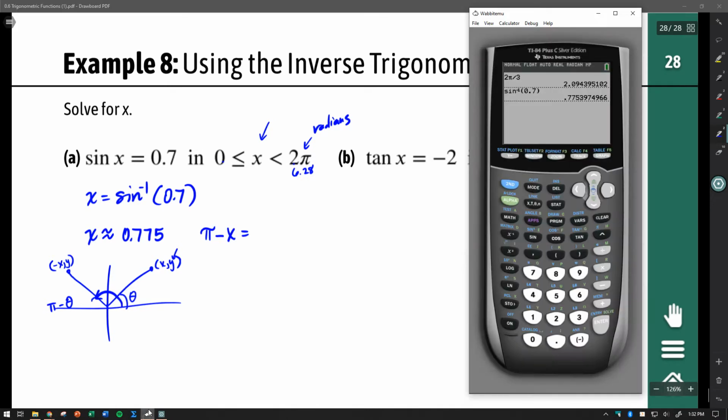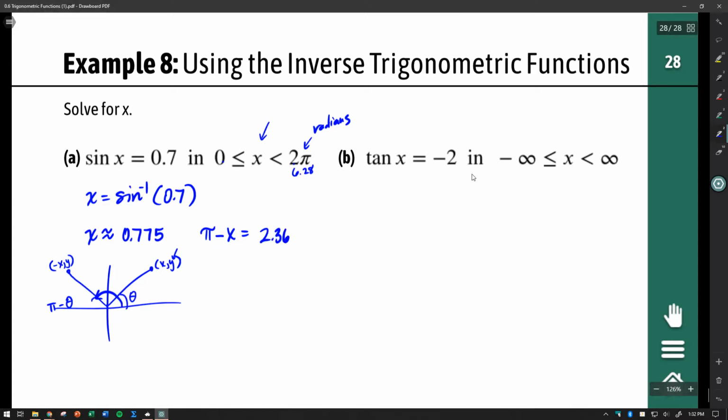So let's go to our calculator. And what do we get if we go pi minus this value? And does that live between 0 and 2 pi? Yes, it does. 2.366. So there were actually two answers there that we wanted to give.